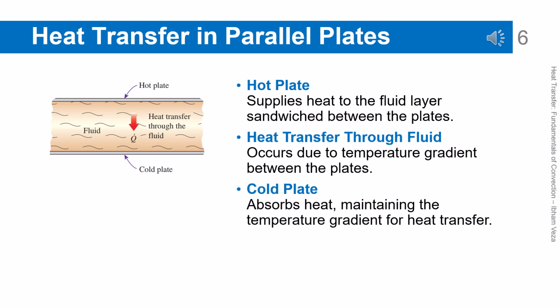Heat transfer in parallel plates. The parallel plate system is used as a simple model to explain heat transfer through a fluid layer. The hot plate supplies energy to the fluid, while the cold plate absorbs that energy. The temperature gradient between the two plates becomes the main driving force for heat transfer. The thickness of the fluid layer strongly affects the magnitude of the heat transfer rate. This model is often used as a basis to understand conduction and convection mechanisms together.